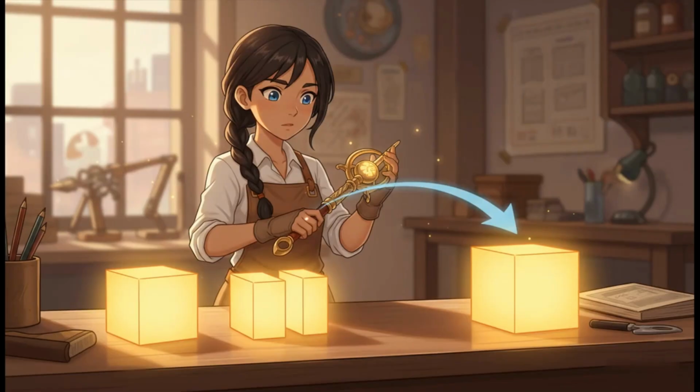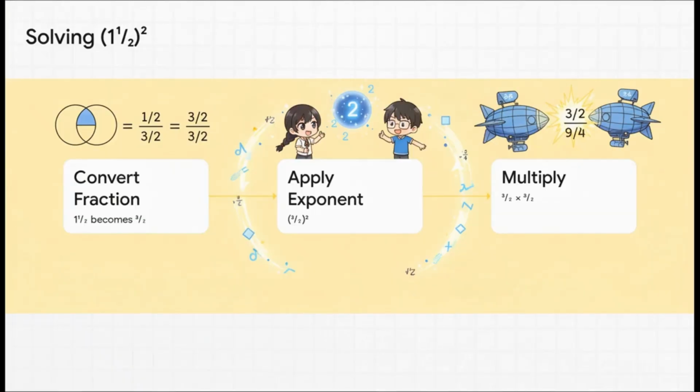Okay, this right here is where people can get a little stuck. A number like 1 1/2 squared. It's not hard. You just have to do one extra little step at the very beginning to make your life easier. So here's the trick. Before you do anything else, you have to convert that mixed number into an improper fraction. Just multiply the whole number by the bottom of the fraction, then add the top. So for this one, it's 1 times 2 plus 1. That gives us 3. So 1 1/2 is the same as 3/2.